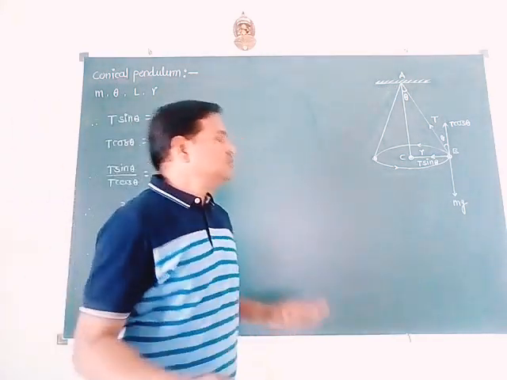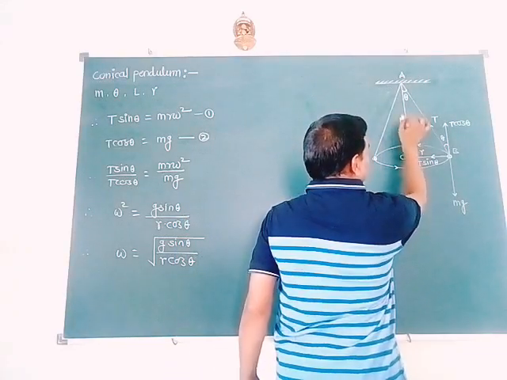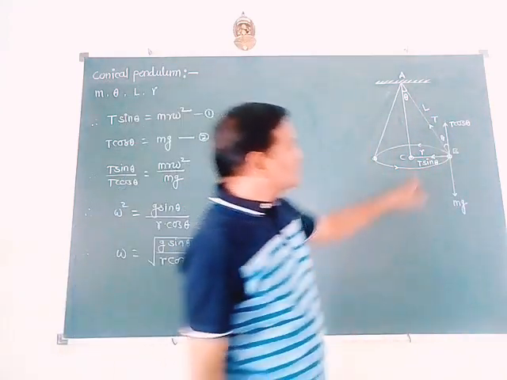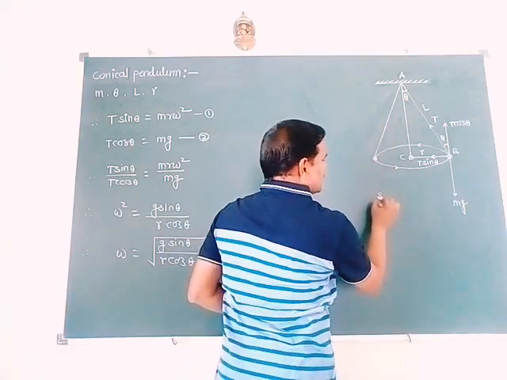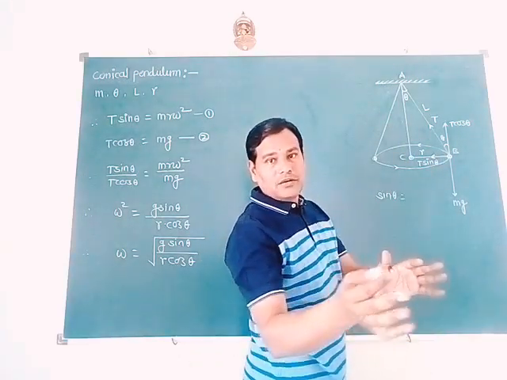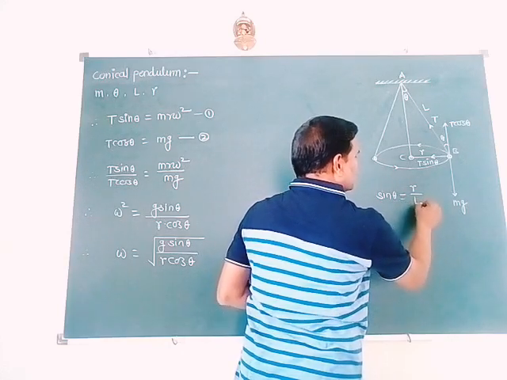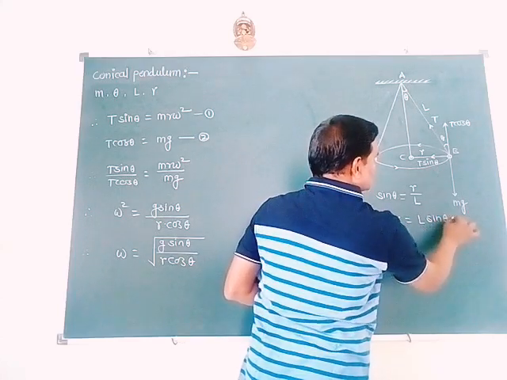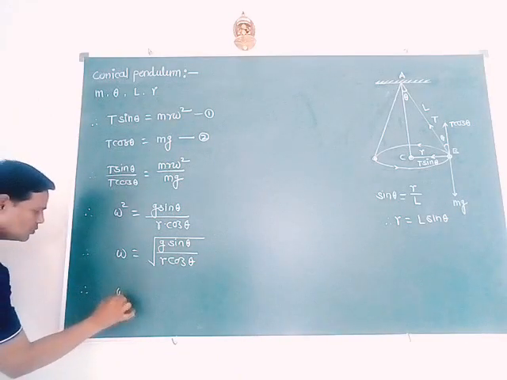Now see the figure carefully again. This is the original length or height, suppose L, this is r, and this is angle theta. In the figure, sin theta is equal to opposite side upon hypotenuse, so this is small r by capital L. So small r can be written as L into sin theta. Put this value instead of r here.